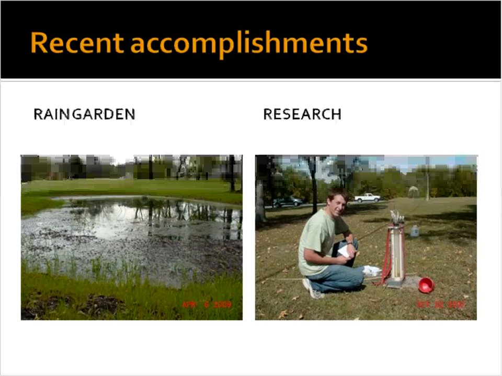Recent accomplishments locally, right here in the Arboretum, we just completed constructing a rain garden, and we have ongoing research in that rain garden thanks to the biological and agricultural engineering department at NC State. One of our graduate students here plans to continue soil sampling and monitoring this rain garden over the next 5 years to document changes in the soil structure and in chemical and other properties.